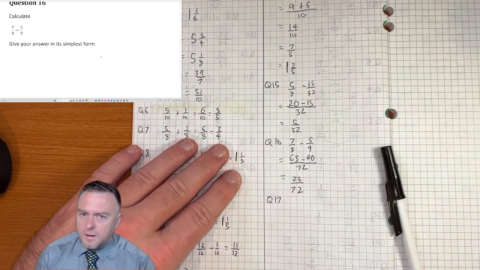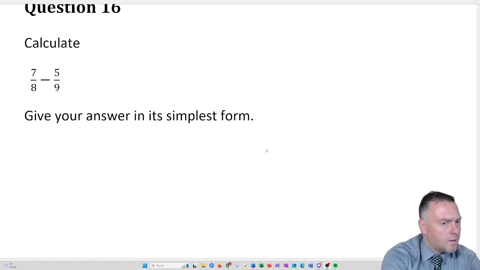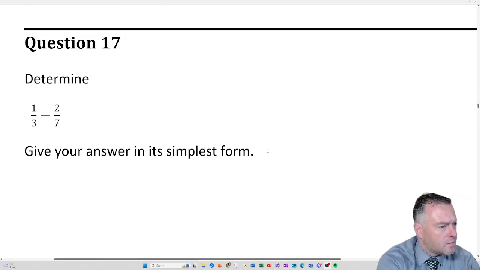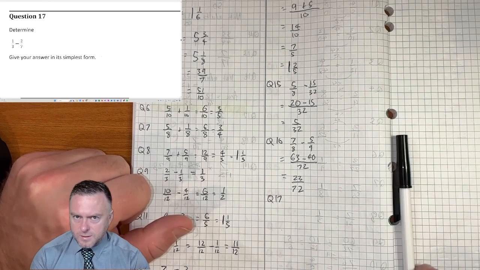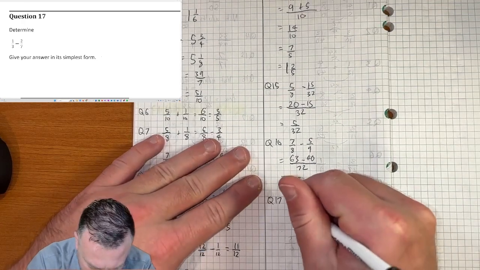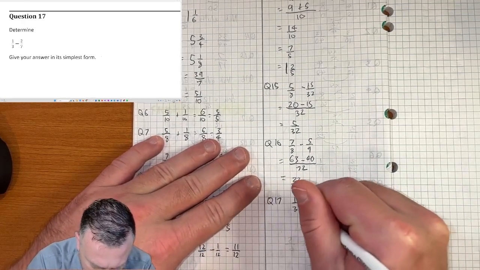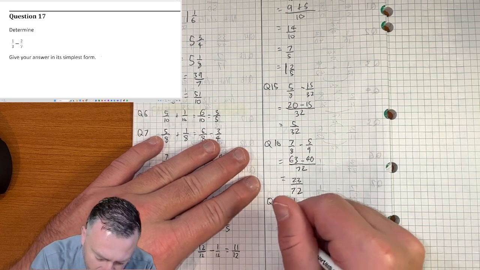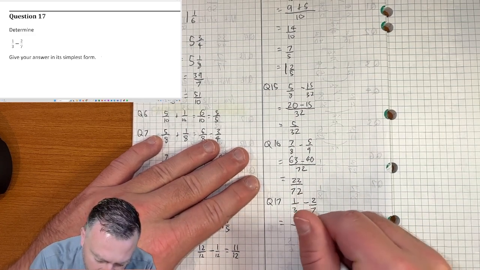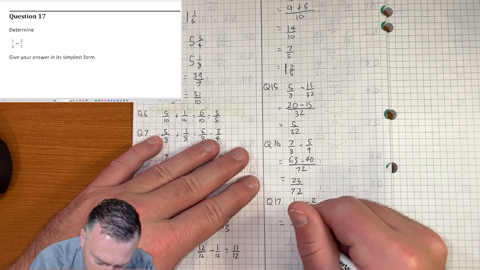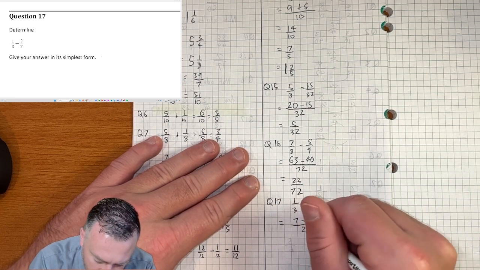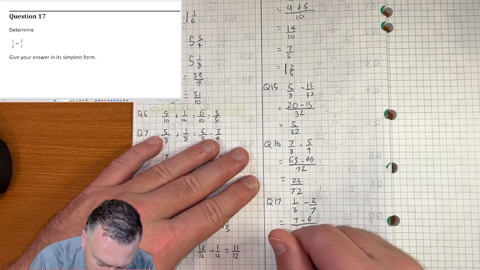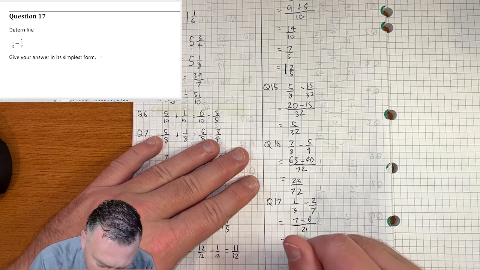Question 17. A third take away 2/7. Again, the denominator is going to be bad. So you're just going to have to make that all over 21. 7 times 1 is 7, and 3 times 2 is 6. It's going to give you 1 over 21.